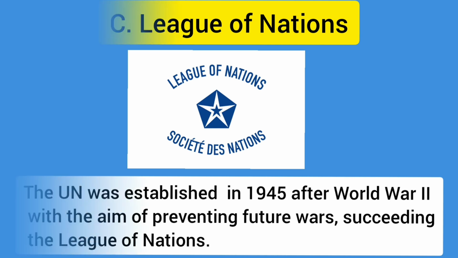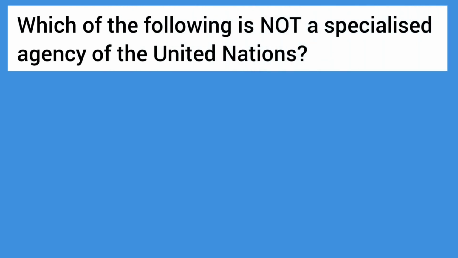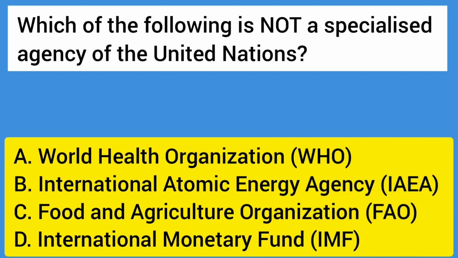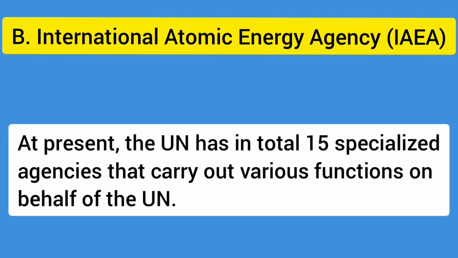Question 9. Which of the following is not a specialized agency of the United Nations? A. World Health Organization, B. International Atomic Energy Agency, C. Food and Agriculture Organization, D. International Monetary Fund. The answer is B. International Atomic Energy Agency. At present, the UN has in total 15 specialized agencies.